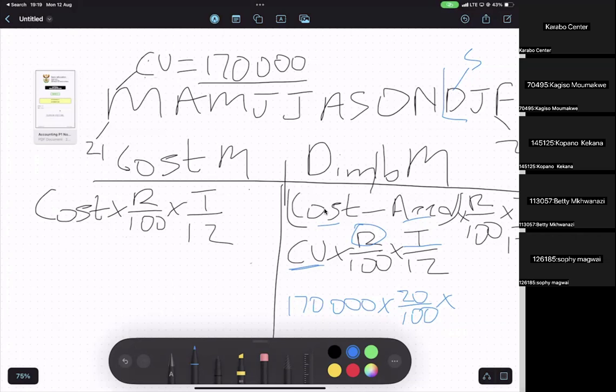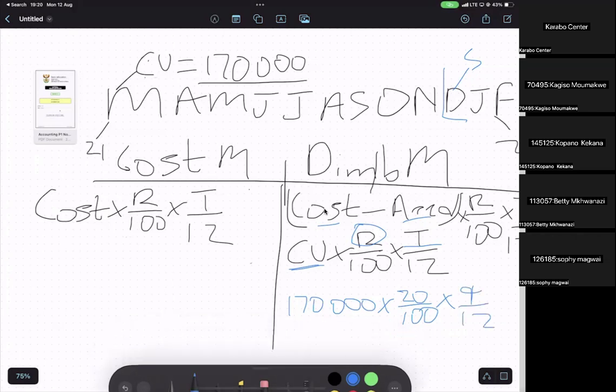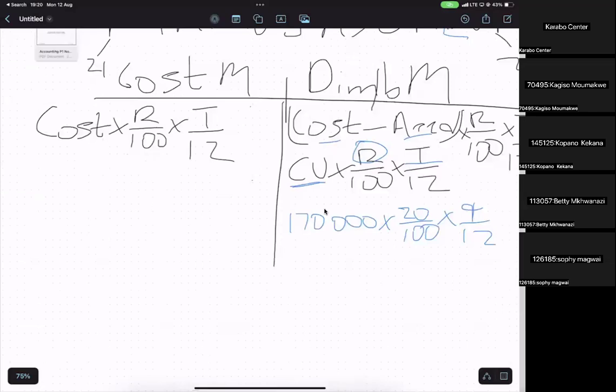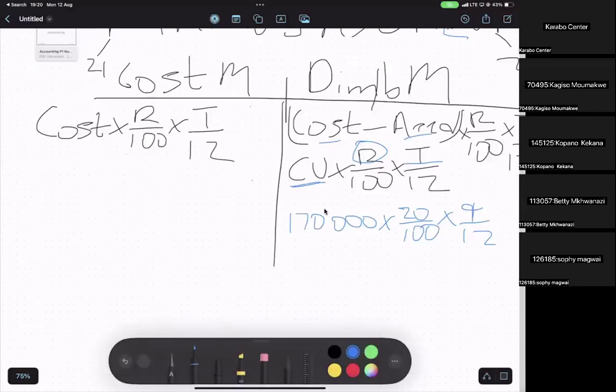So how many months is it? It's 1, 2, 3, 4, 5, 6, 7, 8, 9. So already we have the time now, 9/12. So we don't have to stress about anything. And then now we can hit our calculators.